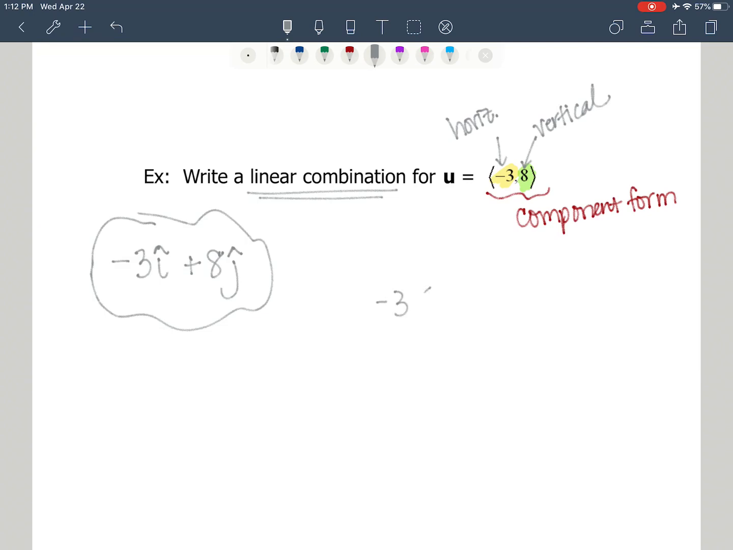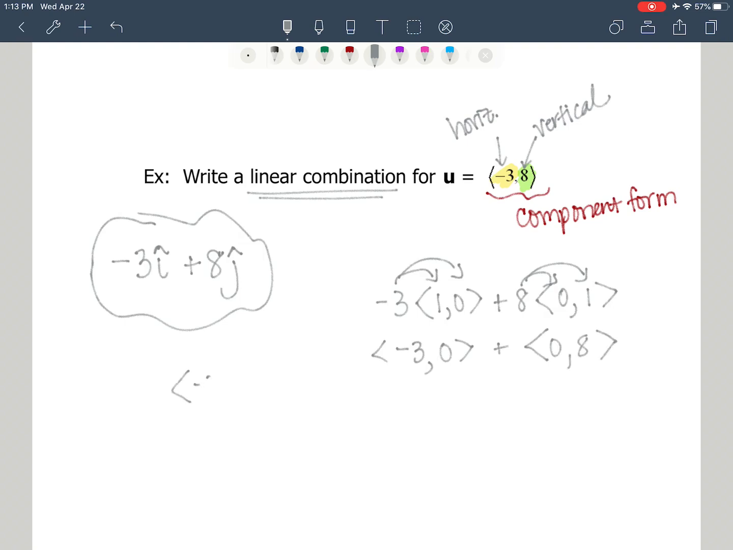It's really that simple. Now, let me just show you why that works. Your horizontal component is 1, 0. So that's your unit vector for a horizontal component. So I hat stands for 1, 0. J hat stands for 0, 1. So watch this. This is just a scalar, right? -3, 0 plus 0, 8. Yeah, your mind's about to be blown again.